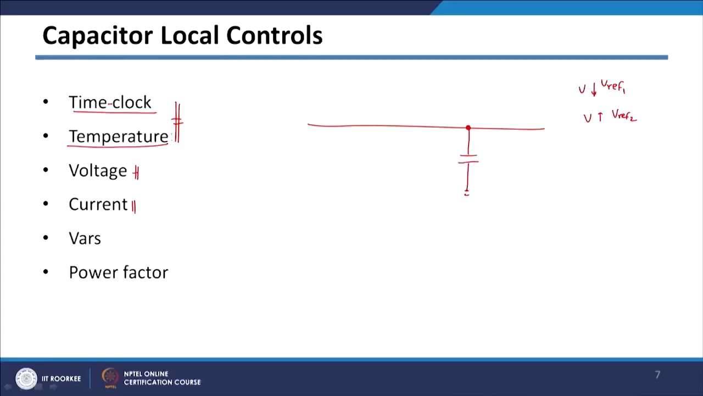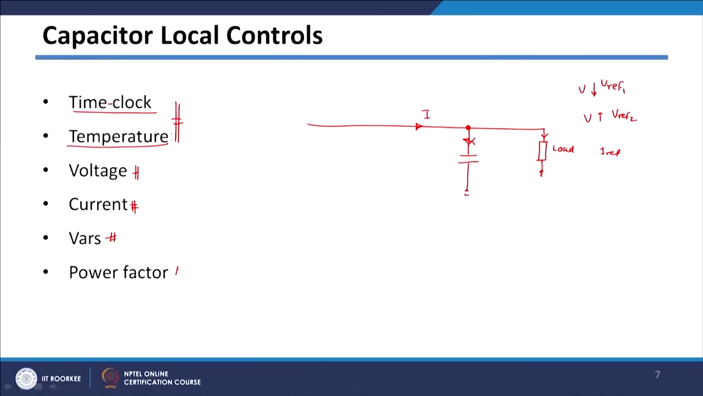Another control which can be used is basically current. In this case the current which is flowing in the feeder will be measured. Current is proportional to the load which is connected at the end of this feeder. So, if the loading is large, current will be highest, and in that case voltage drop will be highest. To give the voltage support, we need to switch on the capacitor in that case. In this case a current reference will be used. If the current is higher than some value, the capacitor will be switched on, otherwise switched off.